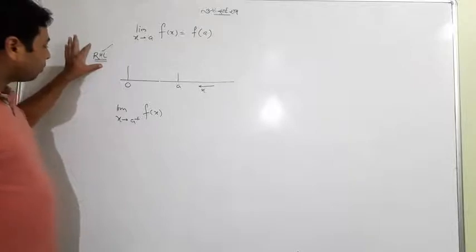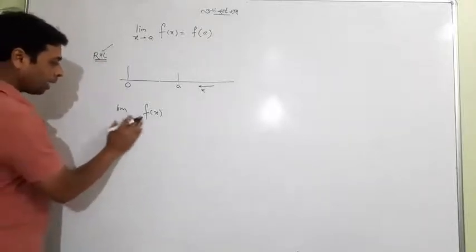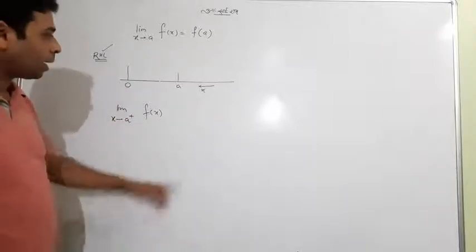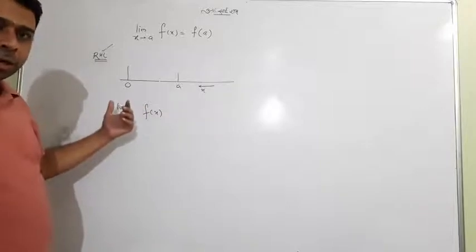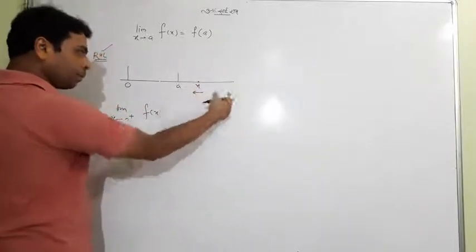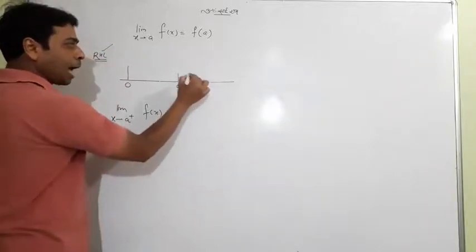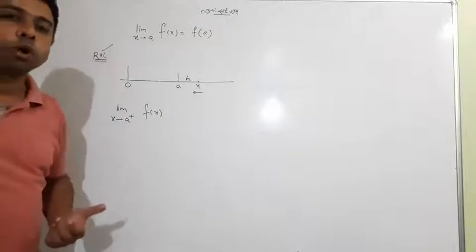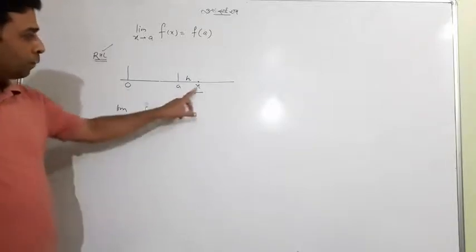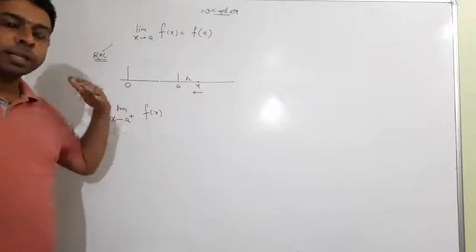Right hand limit means x is approaching a from the right direction, and it is shown by x tends to a plus. Plus means x is coming to a from the right direction. Suppose that x is here and it is coming from the right direction to a. It maintains the gap h, which is very small. Definitely when x comes to a, h gets 0.